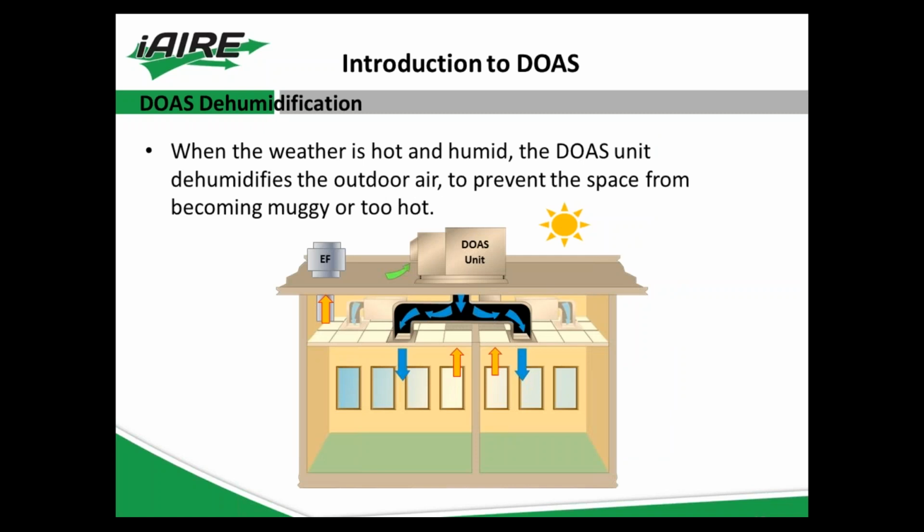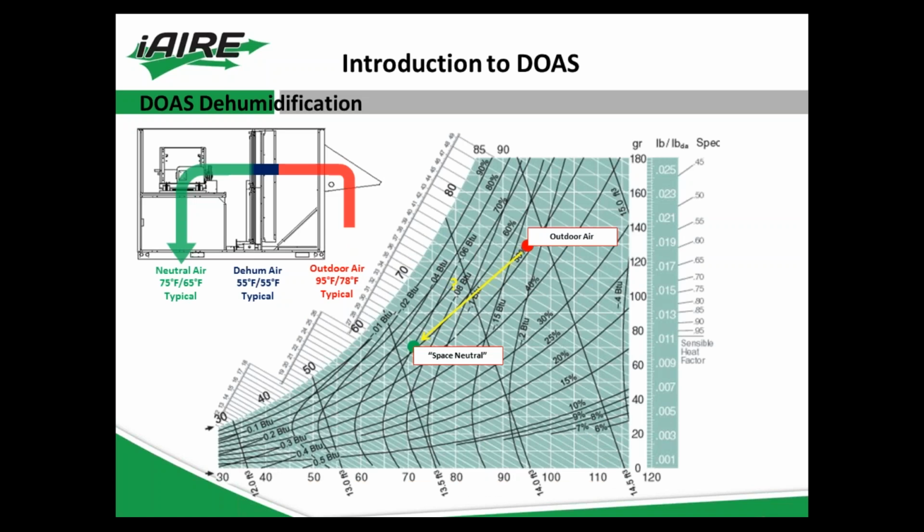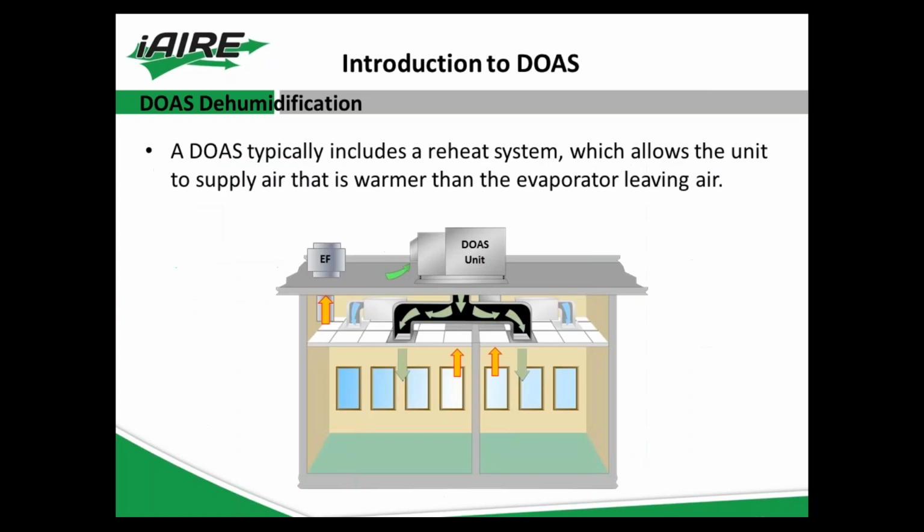So what you're going to want to do is provide that space neutral air to the space, and you don't want it to be too moist. So you're going to want to dehumidify that extreme outdoor air to prevent the space from becoming muggy or too hot. And again here, you'll see outdoor air, the dehumidification design day 95/78. We're dehumidifying that and then reheating it back up to neutral, 75/65. This is just an example of the psych chart.